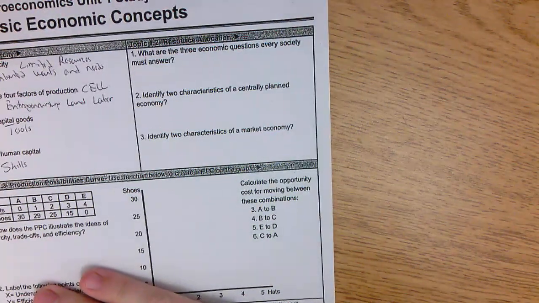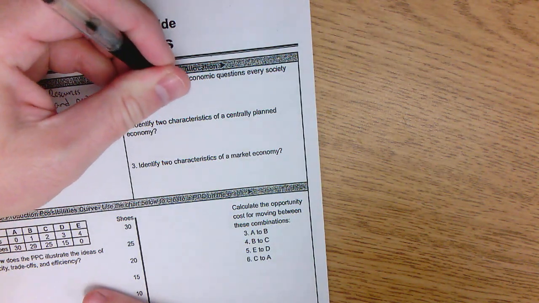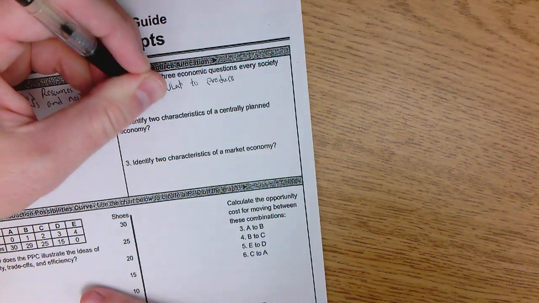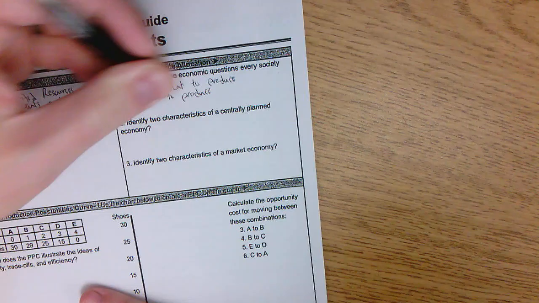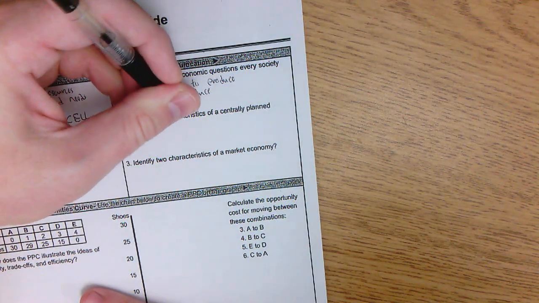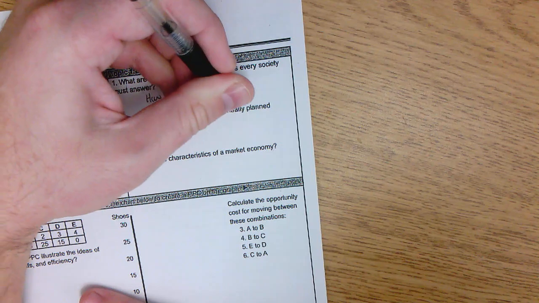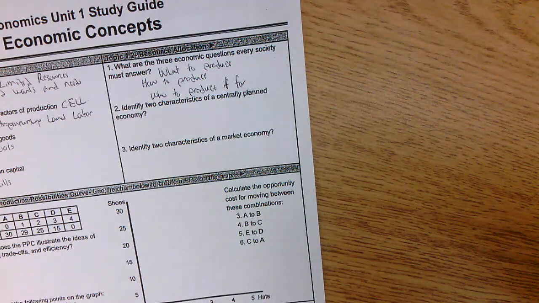Now, those 3 basic economic questions that we're going to keep coming back to over and over again are: what are we going to produce? How are we going to produce it? And who to produce it for? And you could tell a lot about a society based on how they answer these questions, right?